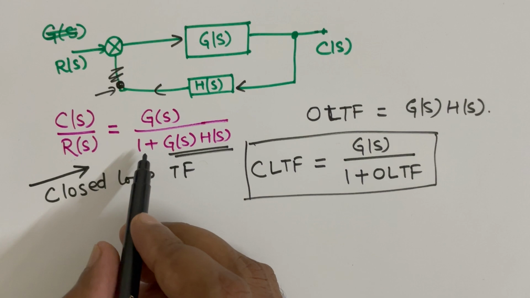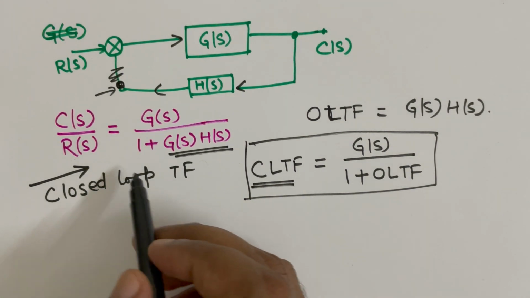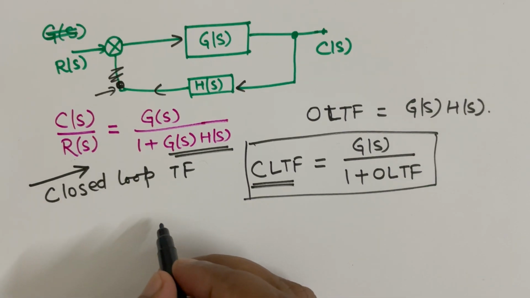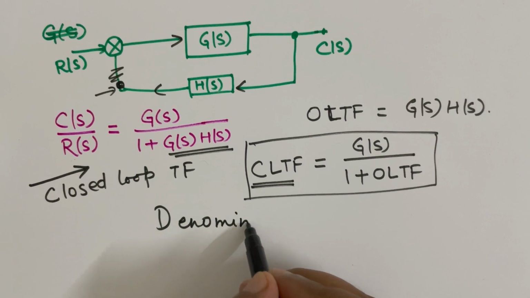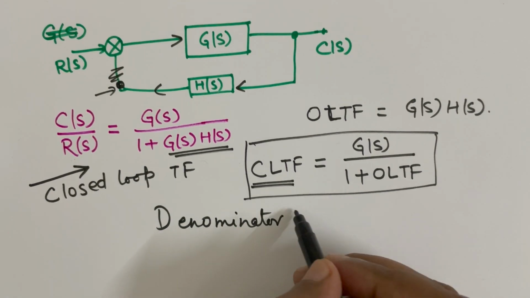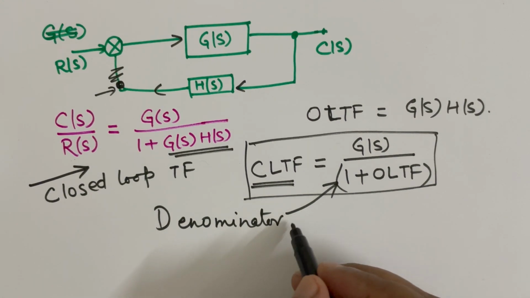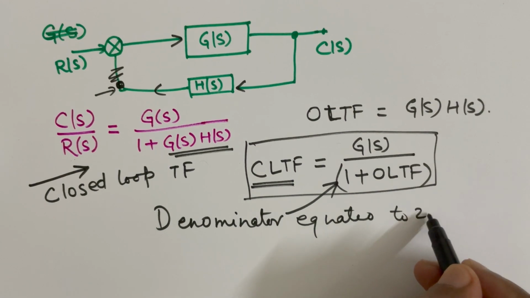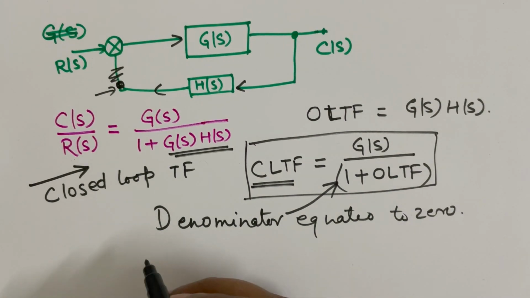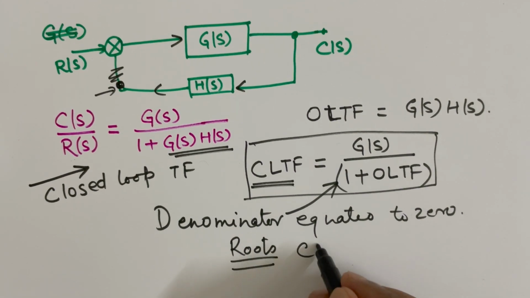In this closed loop transfer function, to check the stability of this system, we need to first write the closed loop transfer function of the given system, and then take the denominator. The denominator of the system can be equated to 0 to find out the roots of the closed loop transfer function.